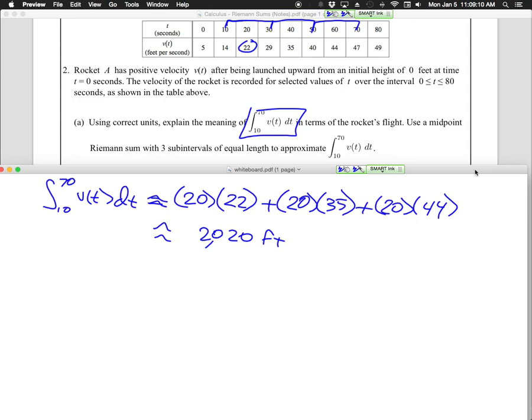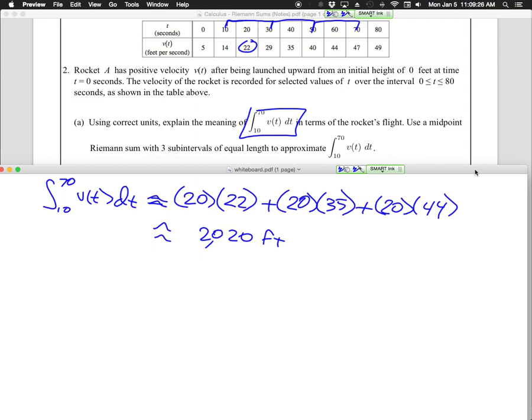Okay, but then you can also go back to your explanation that you wrote. What did we say this represented? Position of the rocket. The increase in position of the rocket in feet. So we already decided what this was going to be in.